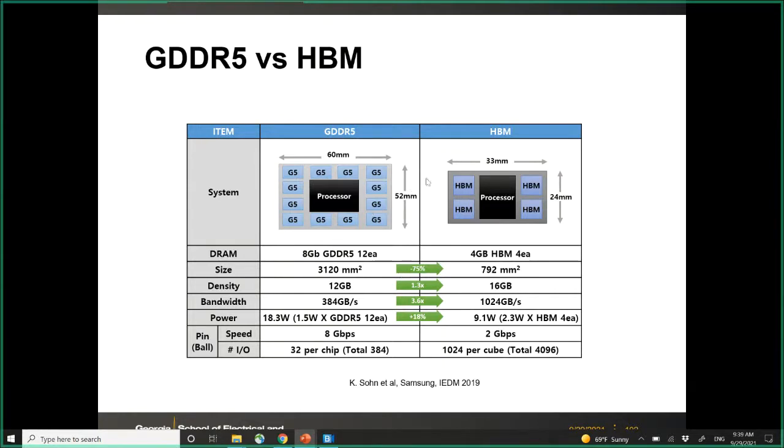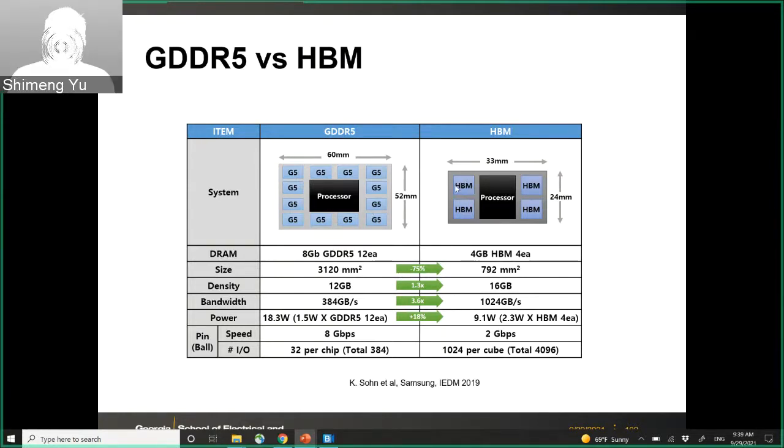But look at the form factor here. Because in the HBM stack you stack the DRAMs vertically, the form factor in terms of the total interposer area can reduce significantly by 75%, from this 3000 millimeter square to close to 800 millimeter square. And the total chip density, which is the DRAM capacity, for this design is like 12 gigabytes, and you can have even more bits in the HBM stack, 16 gigabytes.